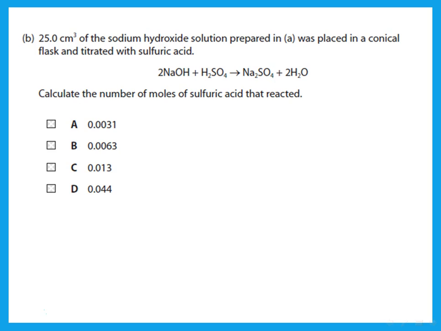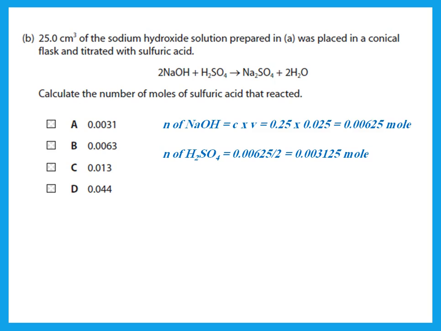Okay, we need the number of moles of the sodium hydroxide. The number of moles of sodium hydroxide is the concentration times volume. We already have the concentration in the previous question. It was 0.25, and the volume is the 25 cm³ divided by 1,000. That gives me the number of moles. And then I look at the equation. The equation says the number of moles of sulfuric acid is actually half of the number of moles of sodium hydroxide. 2 of sodium hydroxide reacts with 1 of sulfuric acid. The number of moles of sulfuric acid would be the number of moles of sodium hydroxide divided by 2. That is the one he wants, so that is the answer in A.